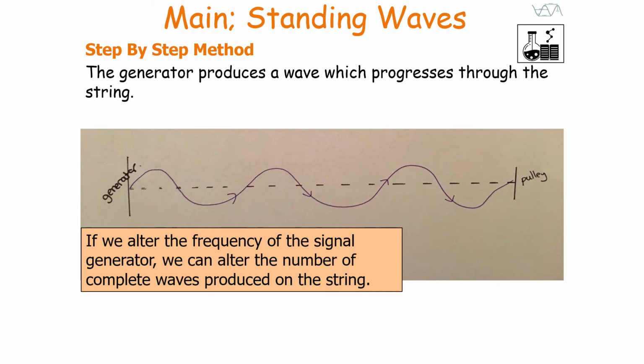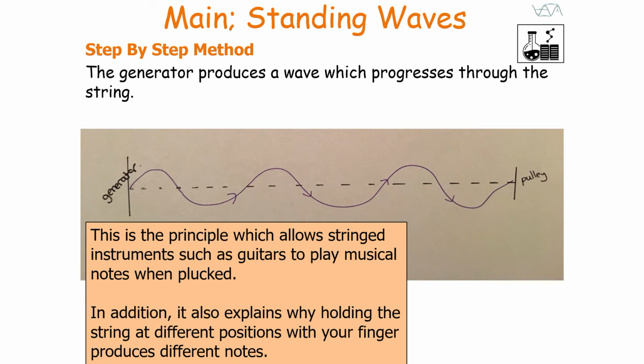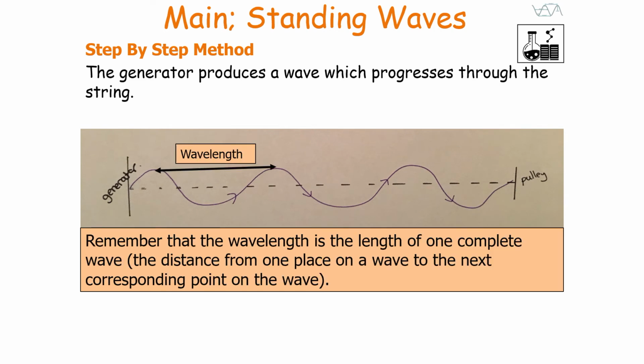So if we alter the frequency of the signal generator, we can alter the number of complete waves produced on the string, and this is the principle which allows stringed instruments such as guitars to play musical notes when plucked. And in addition, it explains why holding the string at different positions with your fingers will produce different notes on the stringed instrument. Now remember, the wavelength is the length of one complete wave, the distance from one place on a wave to the next corresponding point on the next wave.